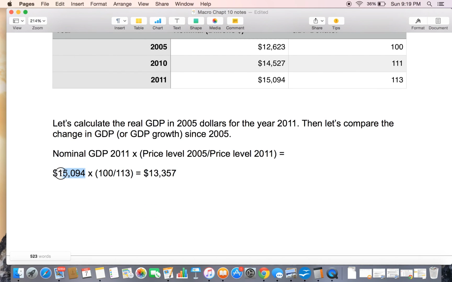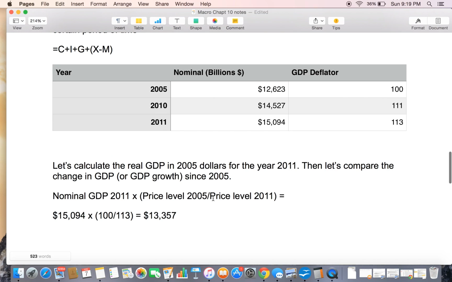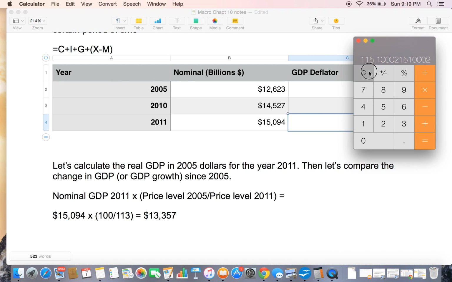What I've done here is taken the nominal GDP in 2011 and I'm going to multiply it by a ratio of the price level in 2005 and the price level in 2011. And that price level we're obtaining from the GDP deflator. So the price level in 2005, given the GDP deflator, was our base year of 100. In 2011, it is 113. So when I divide 100 by 113, what it's going to say is that those dollars in 2011 are worth less than they actually appear. And this makes sense because we have prices increasing over time.